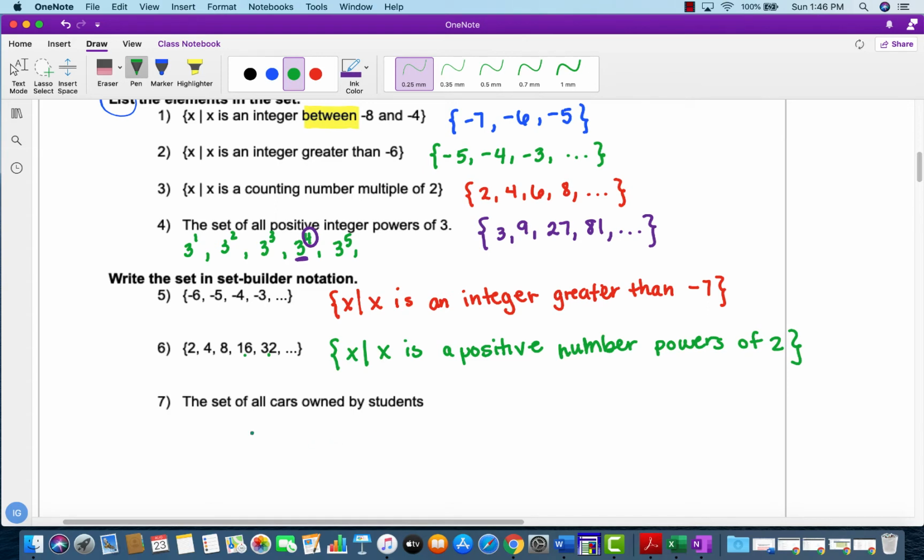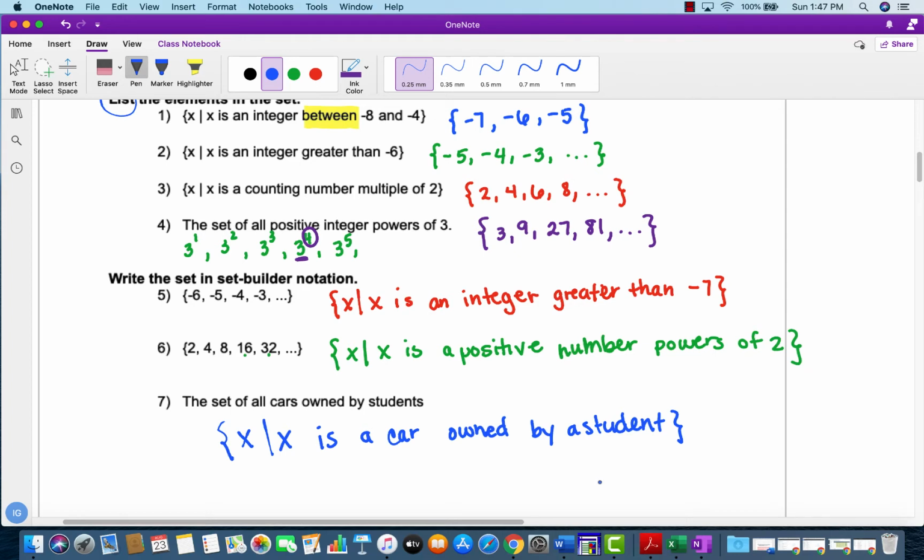Alrighty, the next one, the set of all cars owned by students. Notice in this case they don't give you numbers, but we can still write set builder notation. We can basically reuse the description and say x is a car owned by a student. Basically, whatever car a student owns, okay?